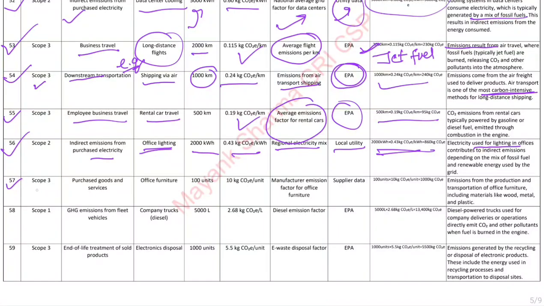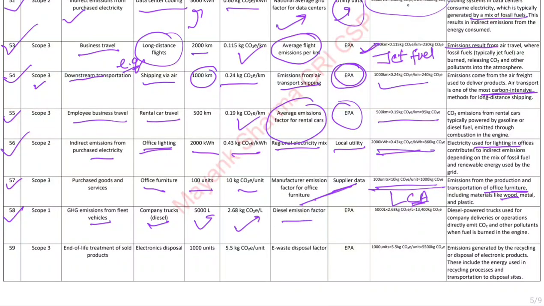And again, scope 3, purchased goods and services, office furniture, how many units bought, emission factor, and this emission factor is coming from suppliers' data. There is the calculation of the total emissions from the production and transportation of the office furniture. So basically we follow the LCA approach here also, including which type of material we are talking about, wooden, metal and plastic.